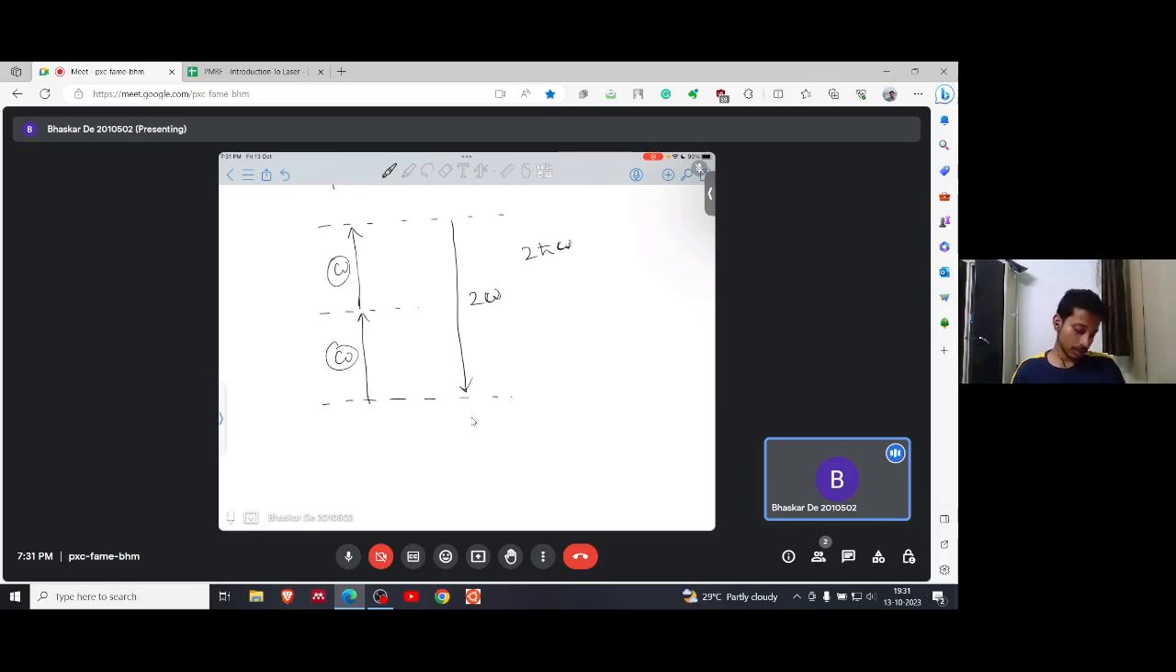So basically here two photons are destroyed to generate one single photon of 2 omega frequency.